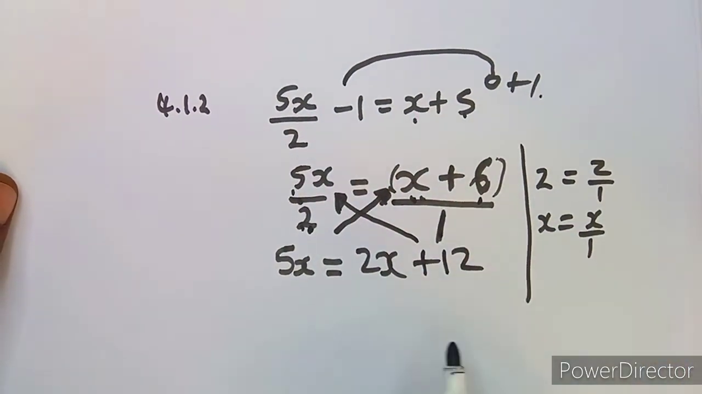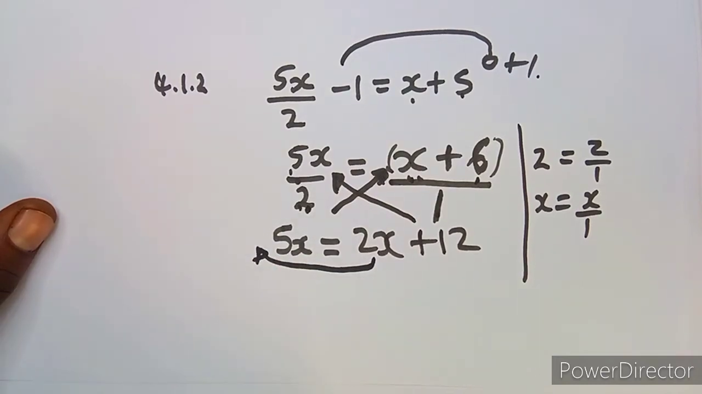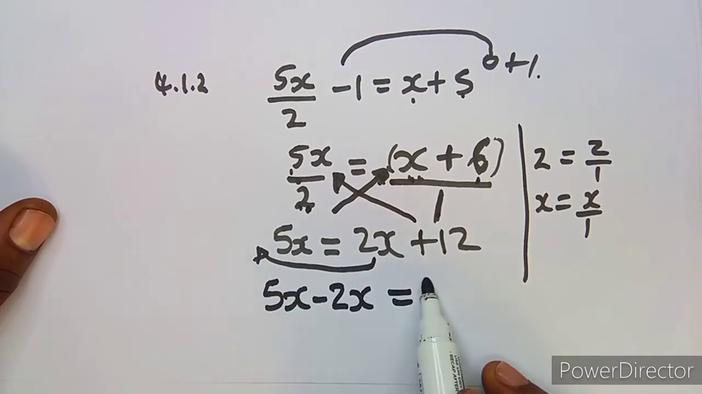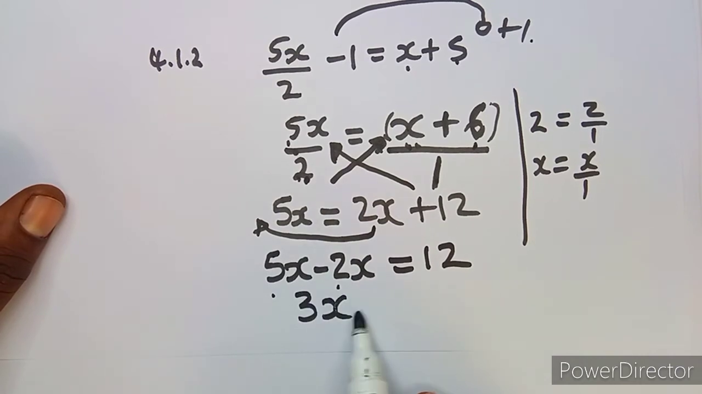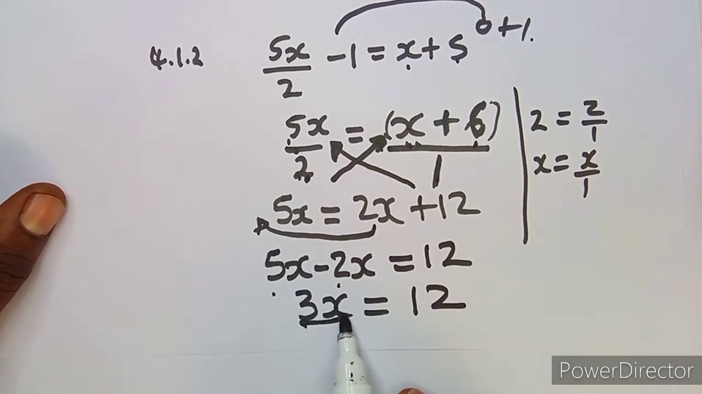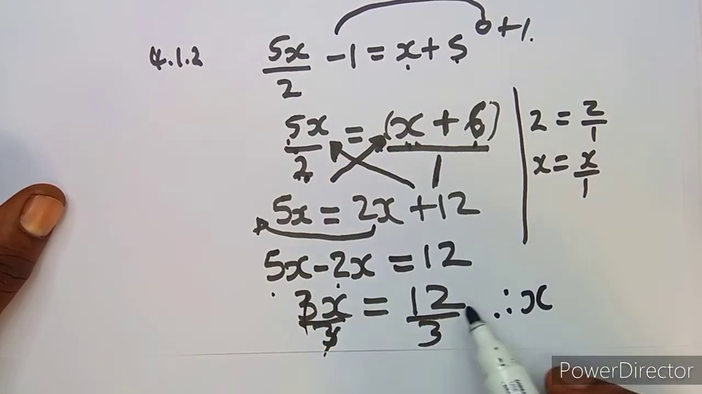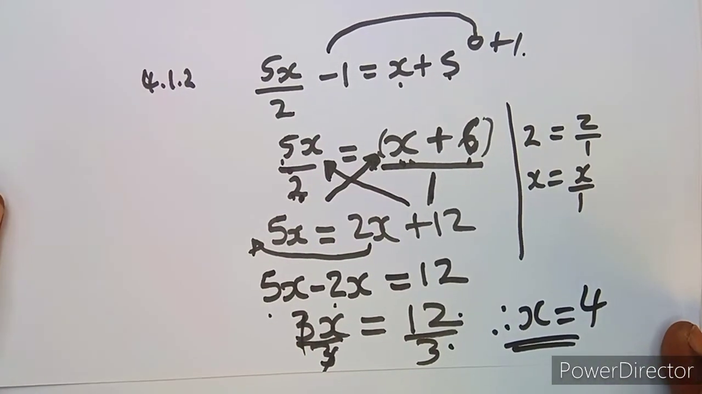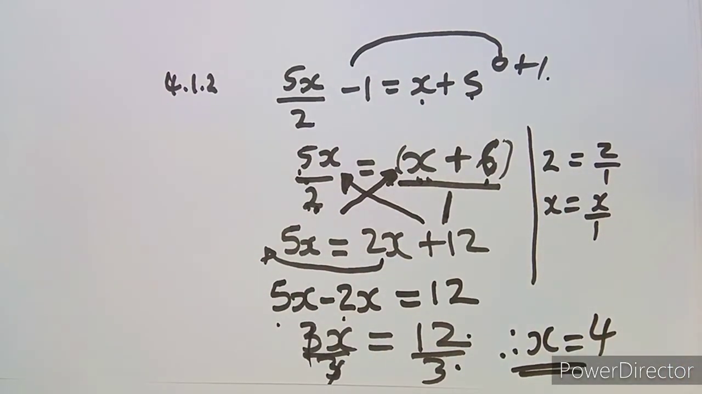Then what am I going to do? Now collect like terms. The values with x, so I'm going to transpose this 2x to this side. It is going to be a minus, so it's 5x minus 2x, which is equal to 12. So 5 minus 2 is 3x, equal to 12. Divide by 3 from your calculator. This one you can do. So x is equal to 12 divided by 3, which is going to give you a 4. So therefore, the value of x at this moment is 4. So that is the idea there.